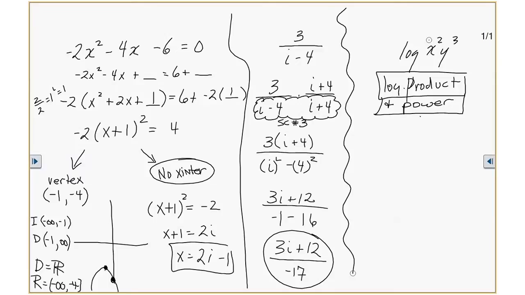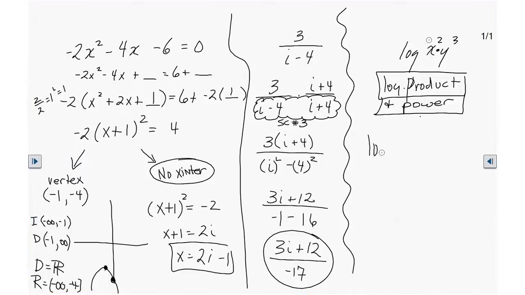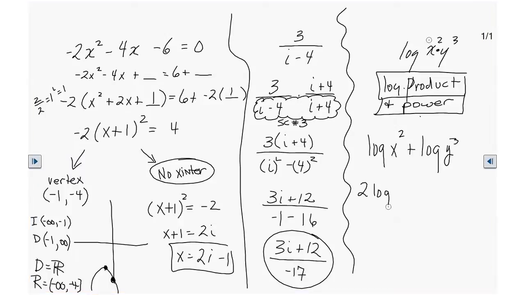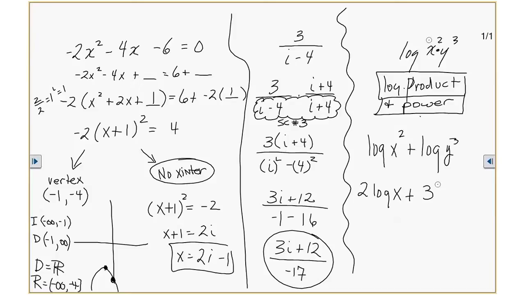This one. Log of x squared y cubed. Product rule, because this is multiplication. Log of x squared plus the log of what? Y cubed. And what does the Power rule say? I can bring the exponent out in this case, and that'd be 2 log of x plus 3 log of y. And I think that's what we went over last time.